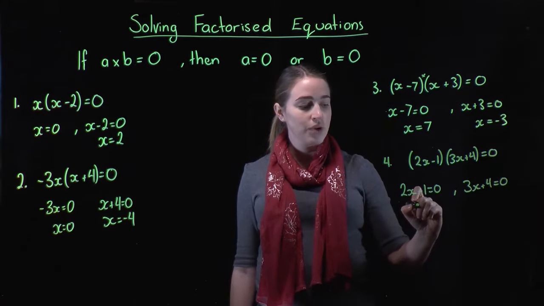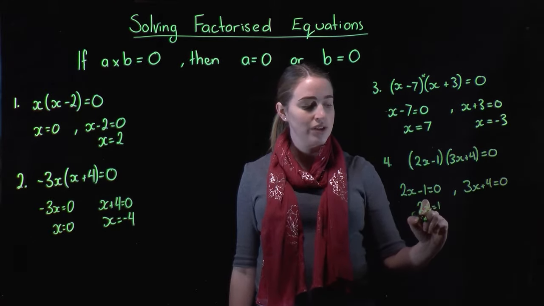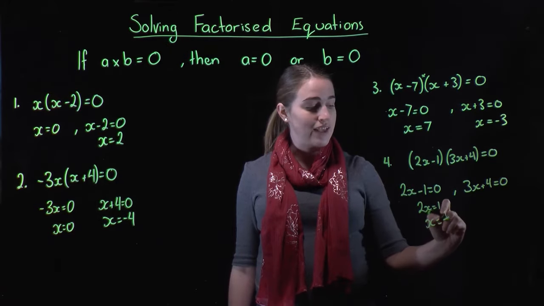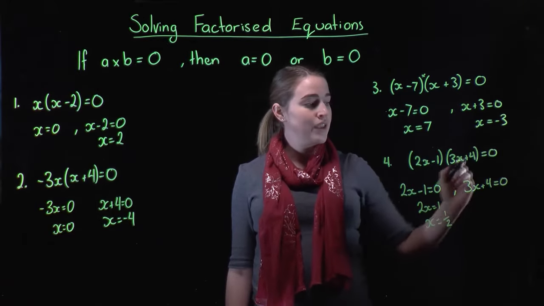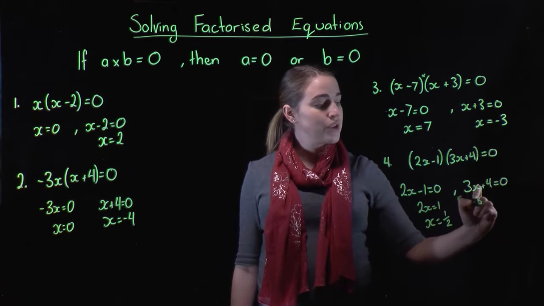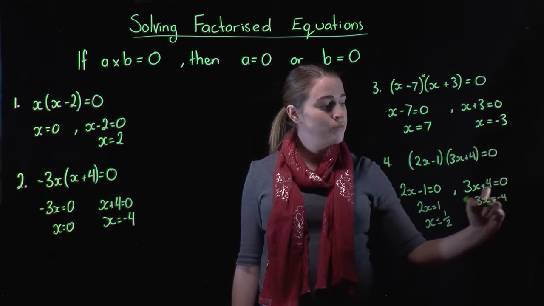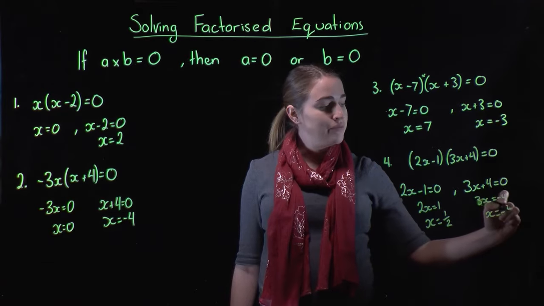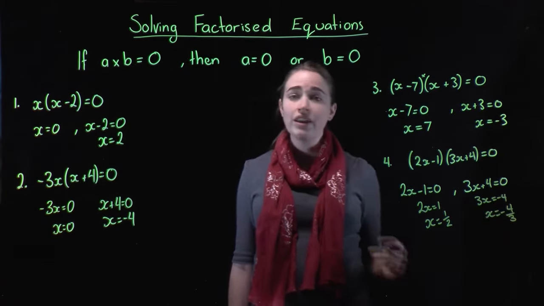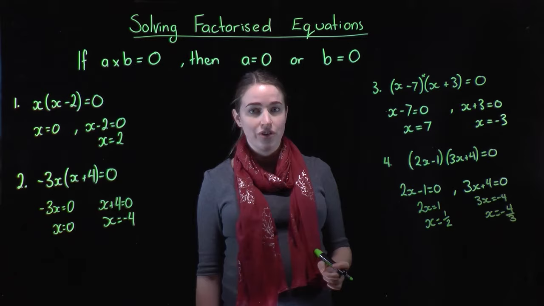So this one we'd add 1 to both sides. So we'd have 2x equals 1, and then divide by 2 to give us x equals a half as one of our answers. This one we're going to minus 4. So we'd have 3x equals minus 4. And then divide by 3. So we'd have minus 4 over 3, or you could write it as minus 1 1/3 if you'd wanted to.